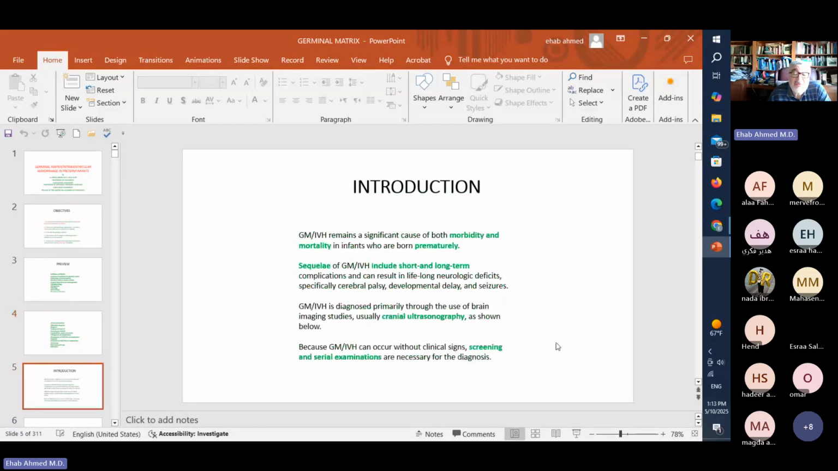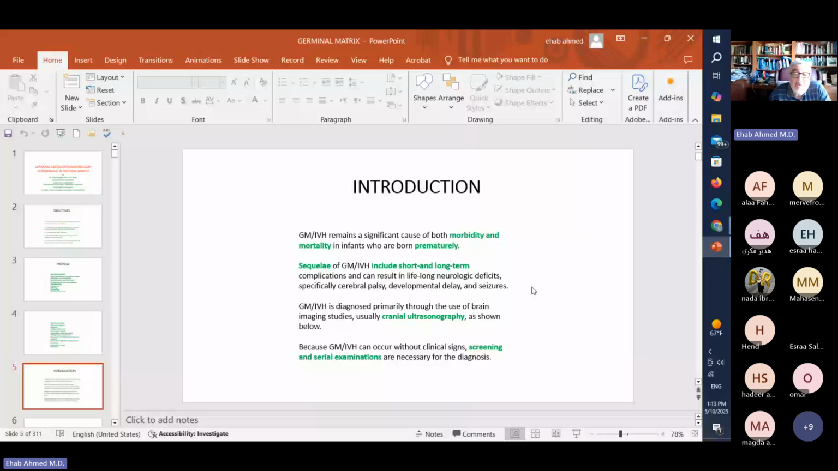Okay, GM-IVH is a significant cause of both morbidity and mortality, and actually it is a disease of prematurity. It does not affect term babies, and intraventricular hemorrhage in the term baby is a totally different story from a pathological and pathogenesis point of view. And this is not only in your unit, it's worldwide.